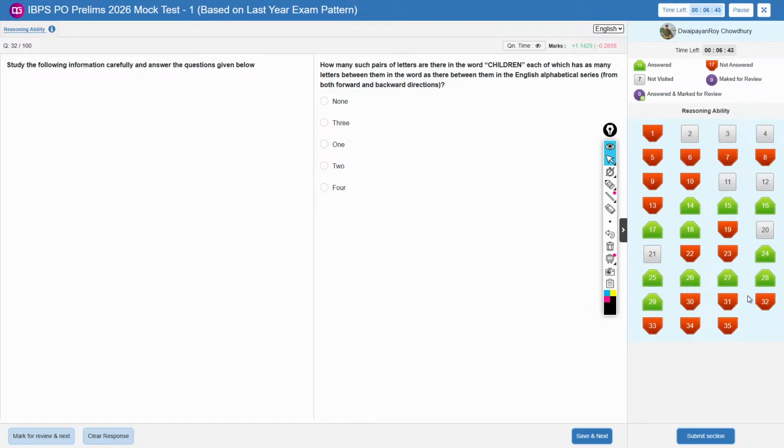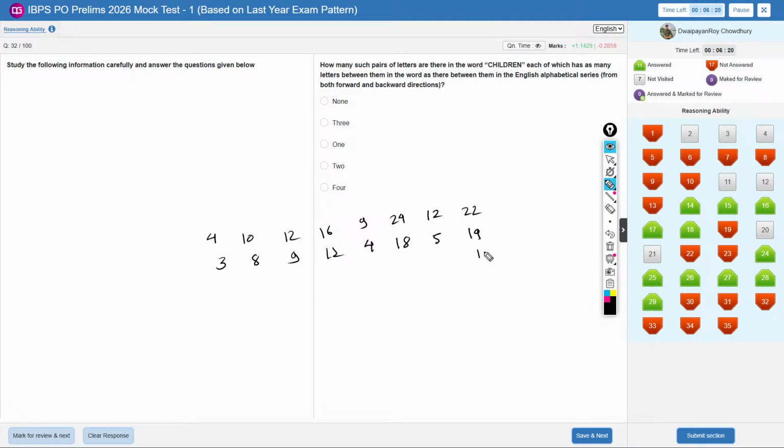Their direction distance for 3 marks. Letters in between from forward or backward. So C, H, I, L, D, R, E, N. 1, 2, 3, 4, 5, 6, 7, 8, 1, 2, 3, 4, 5, 6, 7, and 8. 15, 15, no 17, no 8, no 21, 4, no 10, no 12, no 16, no 24. Okay, so nothing but 1.